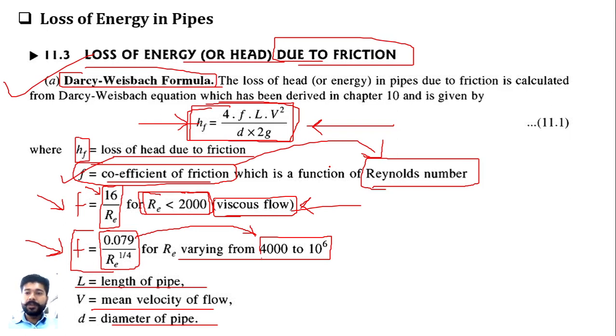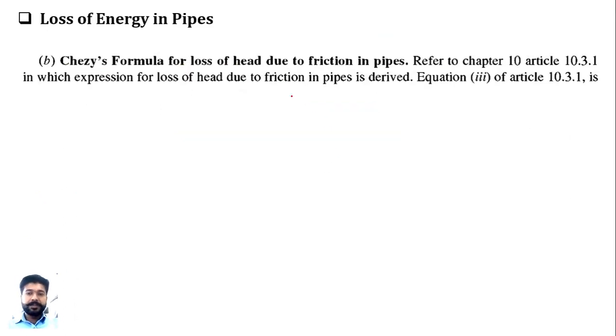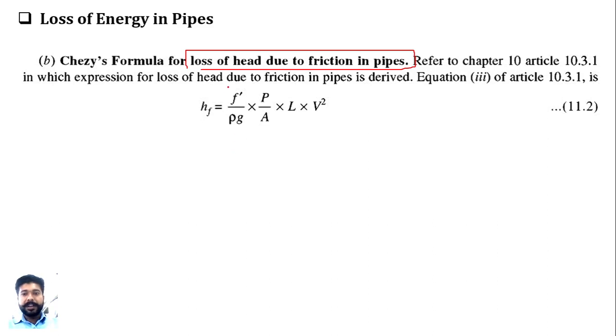Let's move forward to our Chezy's formula, which is also used to find out the loss of head due to friction in a pipe. Okay, so how can we find that? If you remember this equation that was derived in our previous session, basically for finding out the Darcy-Weisbach equation, at that time we had this equation: F dash divided by rho g into P by A, perimeter divided by area, into L into V square, that is our hf.